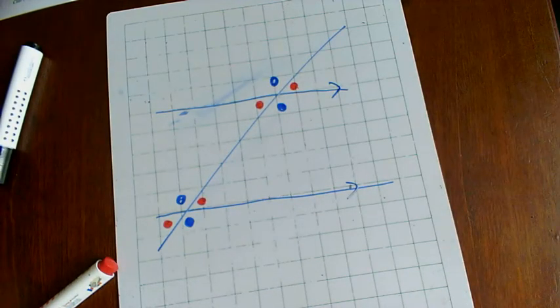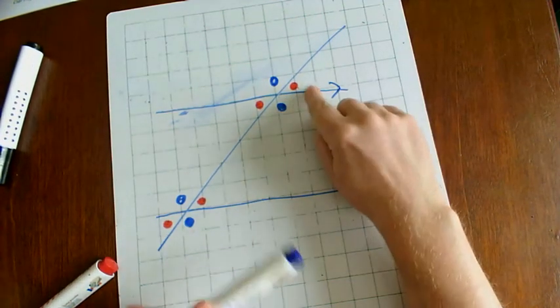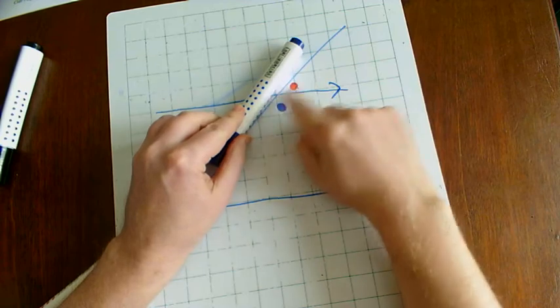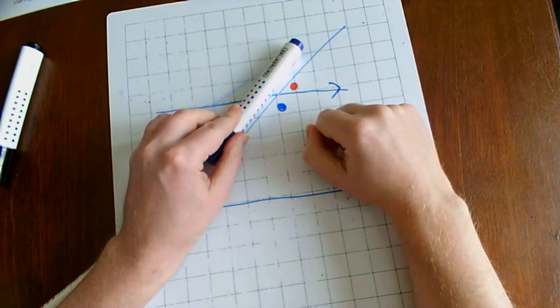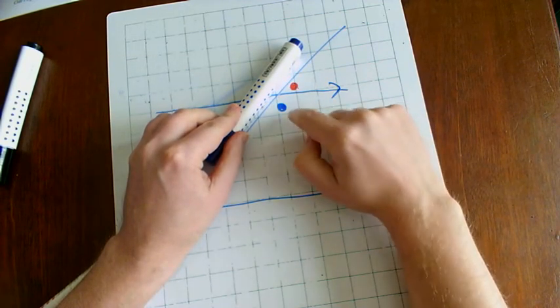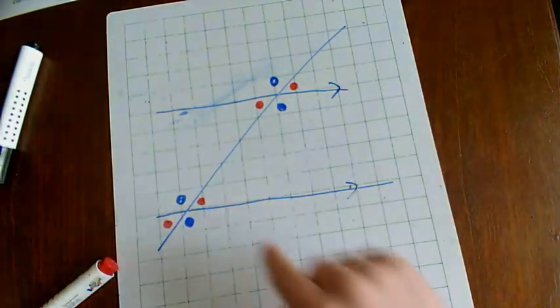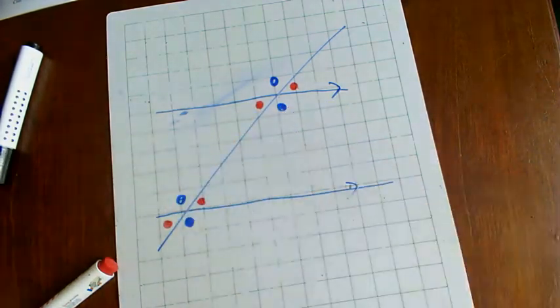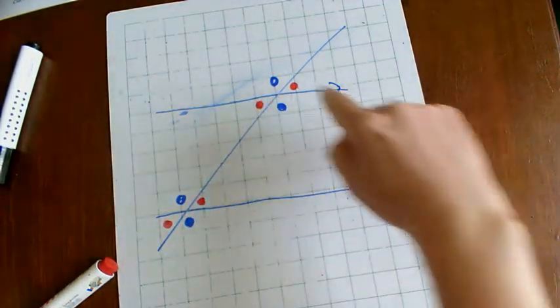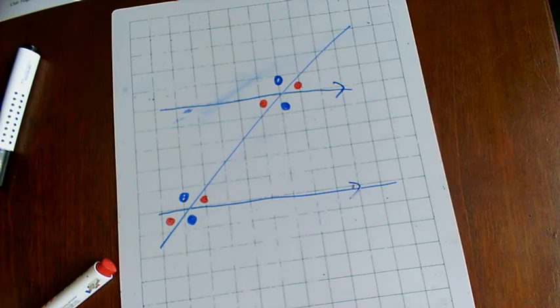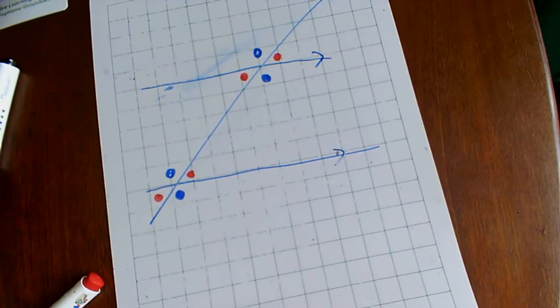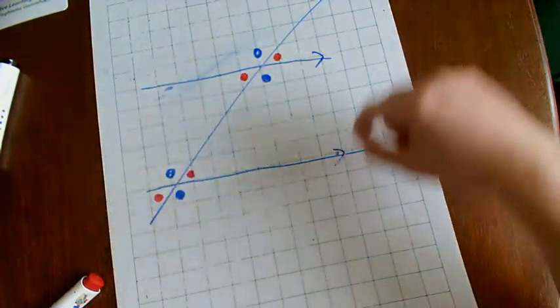And the final rule was the interior angles. What can I say about the red and the blue? Is that a straight line? Yes, it is. So what should it add up to? 180 degrees. So the red and the blue add up to 180 degrees. So interior angles, that C shape, add up to 180. Okay. So this will just tie it all together.